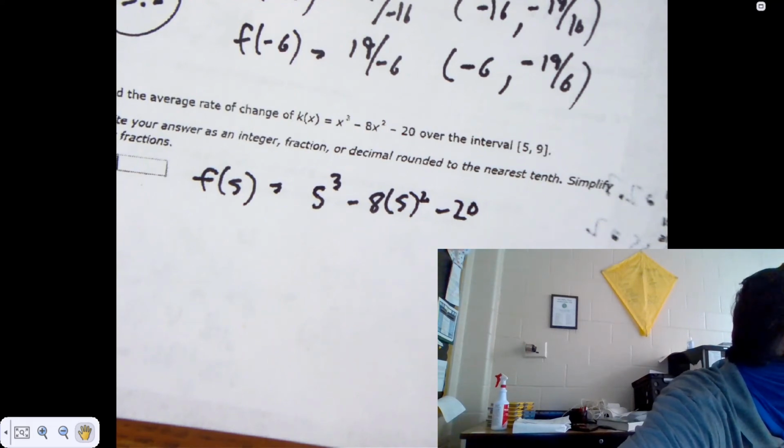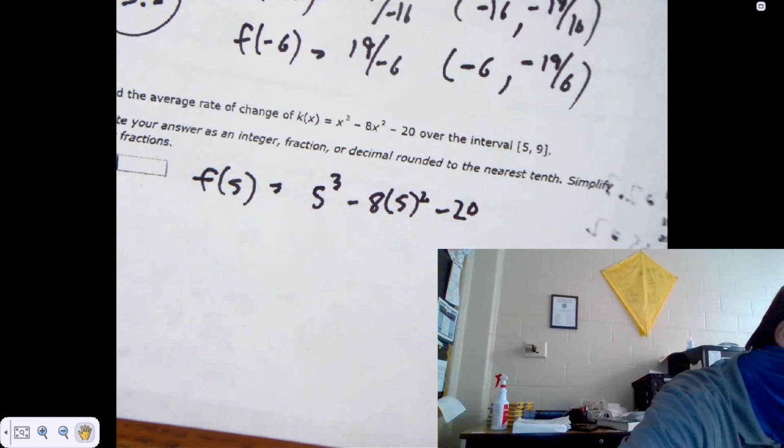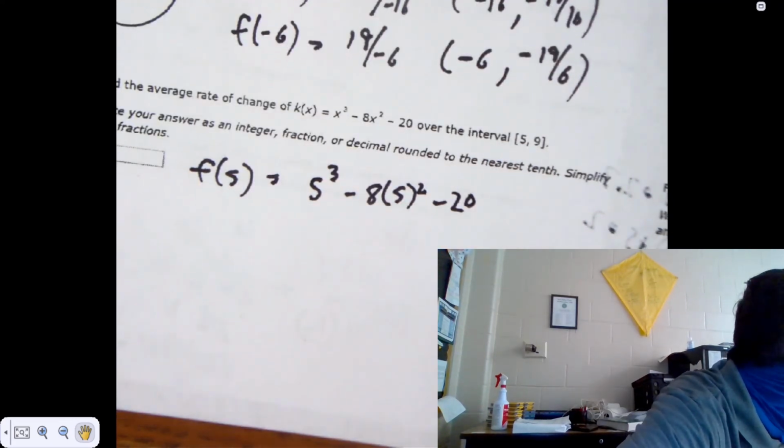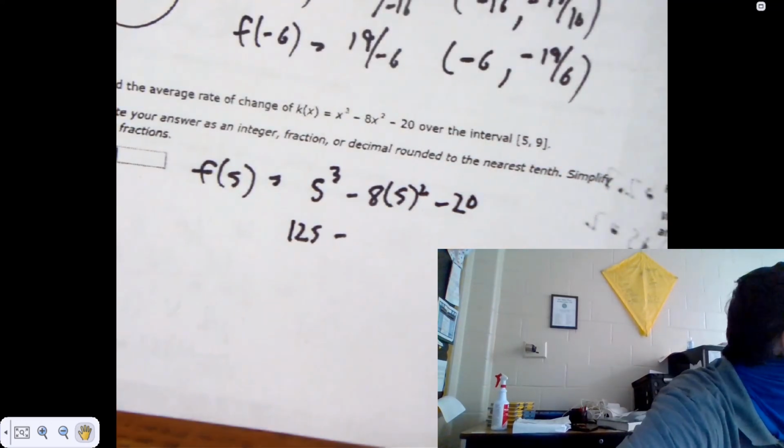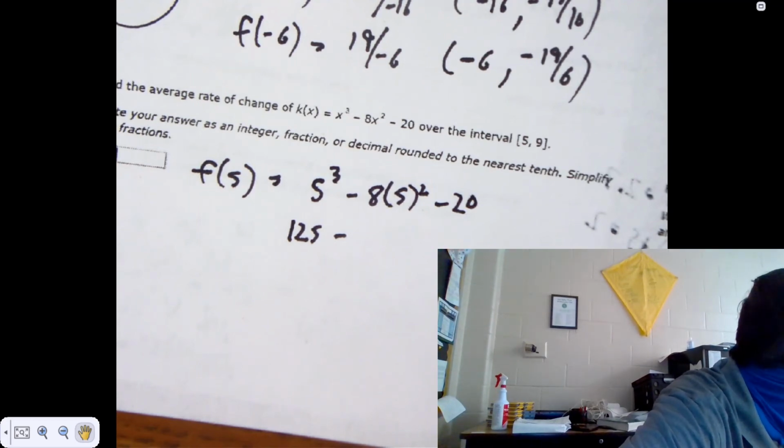Now what? How do you do 5 cubed? 5 times 5 times 5. Don't be the idiot who thinks it's 15. Don't be that kid. That's 5 times 5 times 5. That's 125. 5 squared is what? Times 8. That's 8 quarters, kids. 8 quarters, $2.